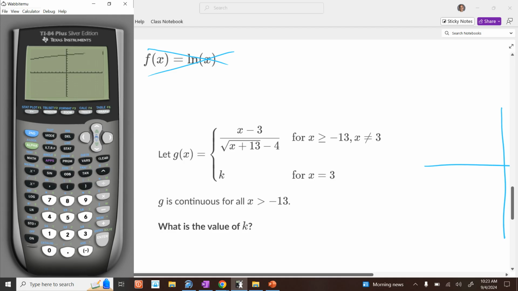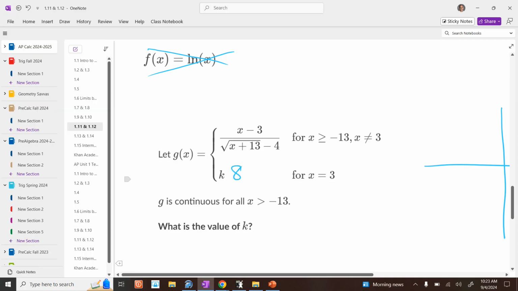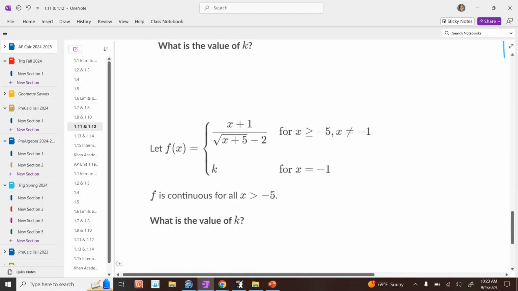So it looks like that. And there's no hole in the graph, well, if you trace, 0 doesn't have a hole, 1 doesn't have a hole, 2 doesn't have a hole, but 3 has a hole. See how that's empty there. So what's 2.99999? If you trace to 2.99999, it's 7.99999. So what would k probably be? 8. That's how limits help you out when we're talking about continuity. 8 would be the value of k.